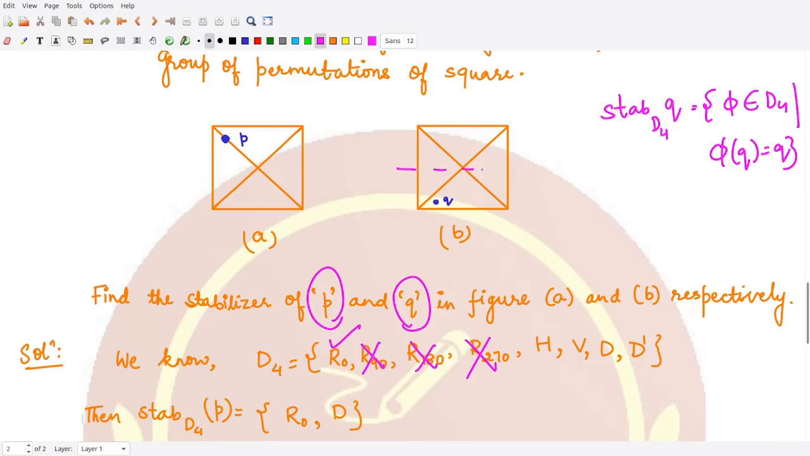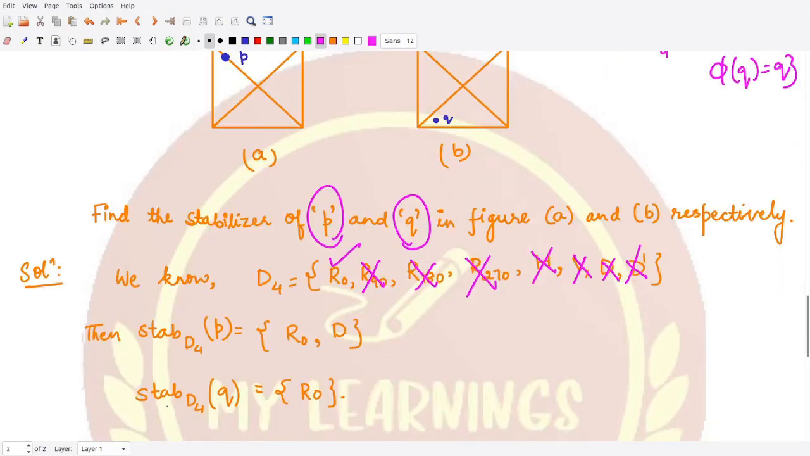What about H? We reflect it along this horizontal line, so Q would come to a different position, which is not the same as the original, so H would not come in our stabilizer. What about V? If you reflect along the vertical line, Q would come to a different position, so V is also not a member of the stabilizer. What about D? If you reflect along the main diagonal, Q would come to a different position, so D would also not be there. What about D dash? Q would come to a different position again, so D dash would also not be present in the stabilizer. Hence we are only left with the identity permutation, which is a member of the stabilizer of Q under D4.